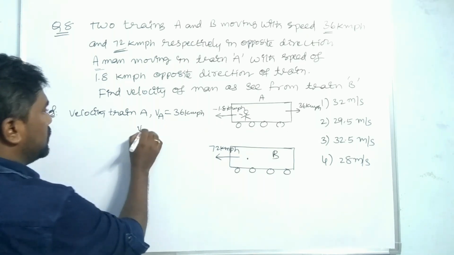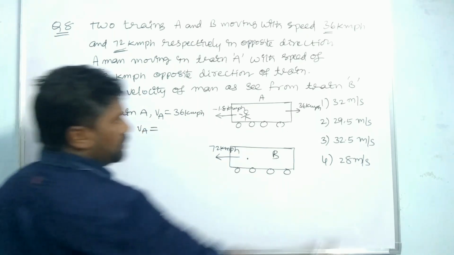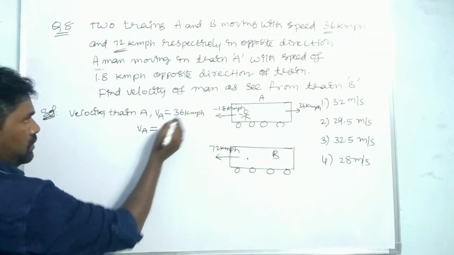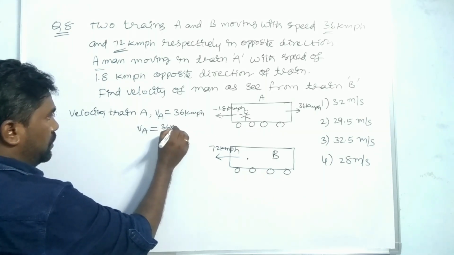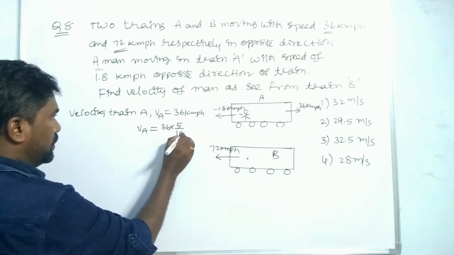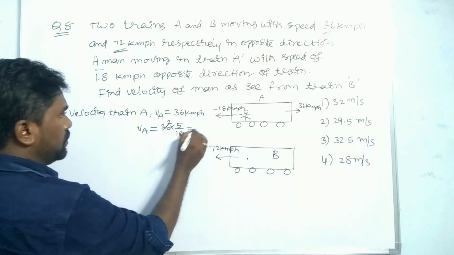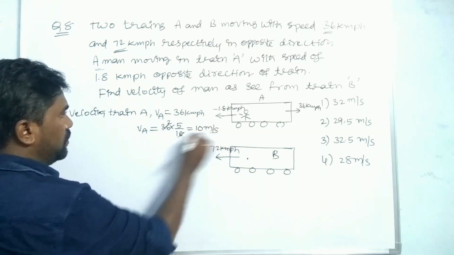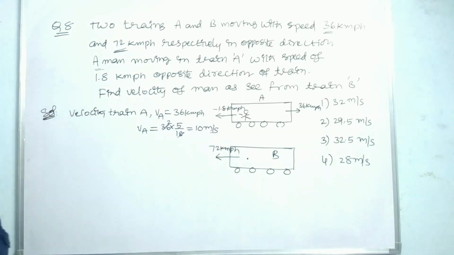It can be written so the answer is in meters per second. Let us convert it to meters per second: 36 into 5 by 18, which is equal to 2 times 5, it is 10 meter per second. So VA is equal to 10 meter per second.